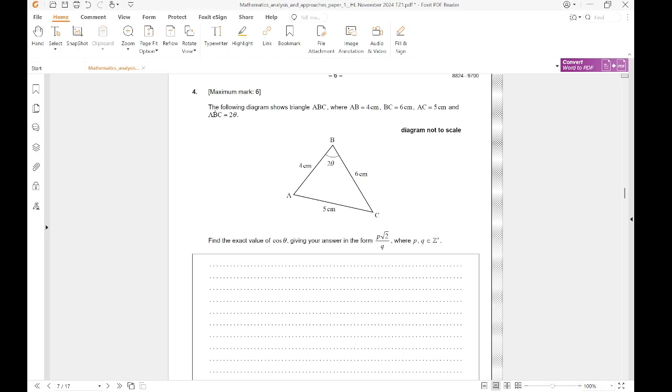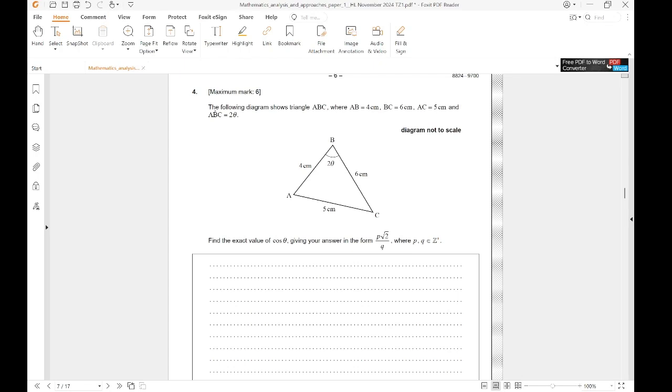So find the exact value of cos theta, giving your answer in the form of P root 2 over Q. And this is because it's a non-calculator question. So again, pause the video and have a go. Okay, so hopefully you've gone through it now and you've had a go at this question. So now let's have a go at it together.